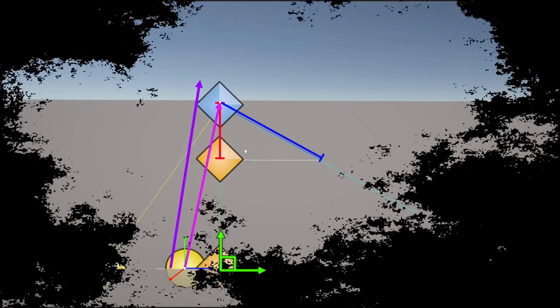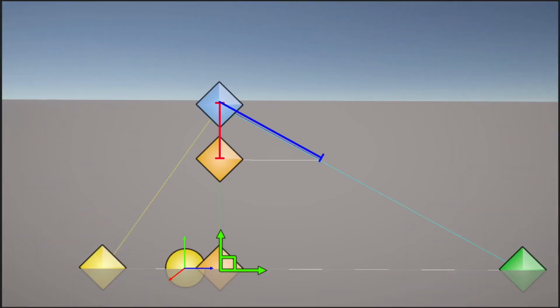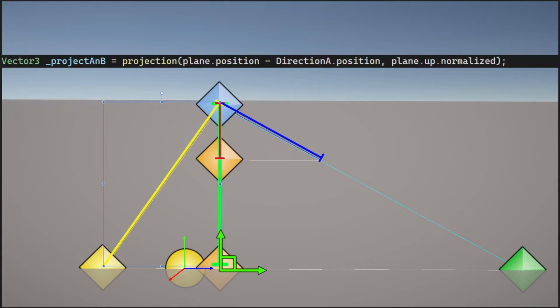A vector can be visualized as a line segment with an arrowhead on one end. The starting point of the line segment is the origin or offset from origin. The line is a magnitude, and the arrowhead is the final position in world space where the vector resides. Knowing this, we create a new vector from any point in the plane to vector 1, and then we project it to the plane's normal. We get a new vector by subtracting direction A from the plane.